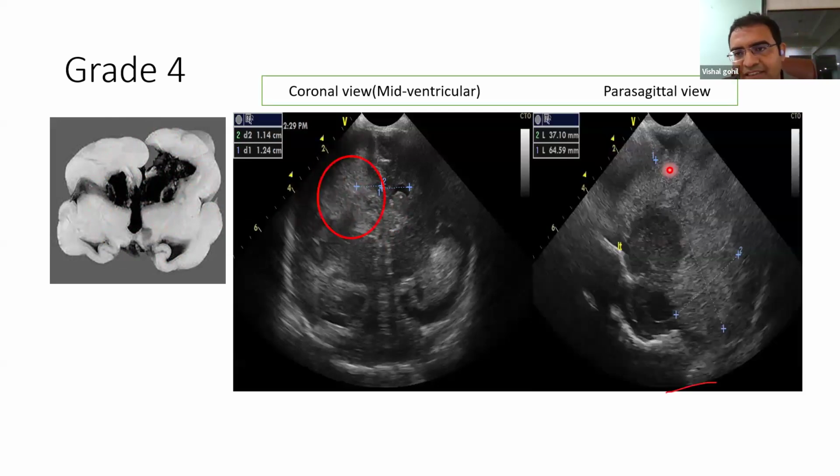How does it look on the parasagittal view? You can't see the lateral ventricle. It is full of blood. And outside your lateral ventricle, you can also see lots of echodensity. So there's a large infarct, or we can call it hemorrhage, over here. So this is your grade 4 IVH.